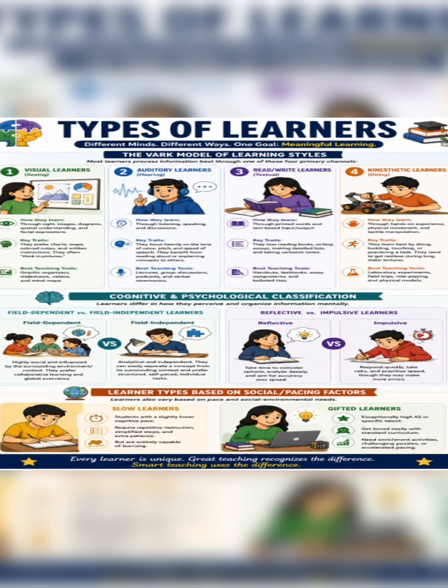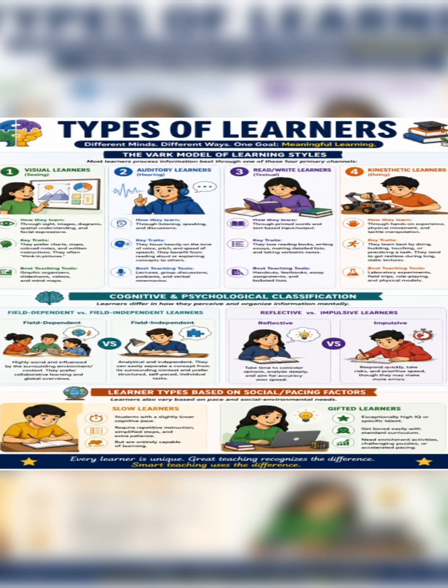Next, in blue, are the auditory learners. They thrive through listening, speaking, and group discussion. They are highly sensitive to the tone of voice, pitch, and the speed of speech, and love reading aloud or explaining concepts to others. Tap into this style using lectures, podcasts, and audiobooks.